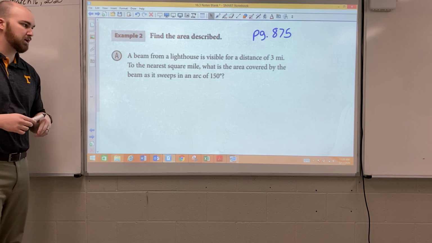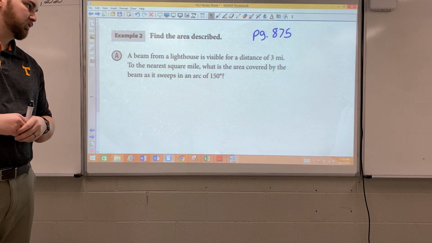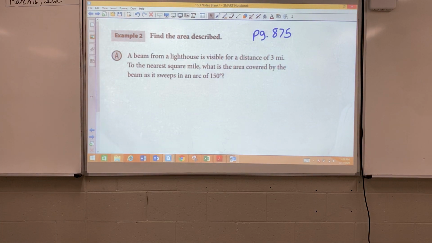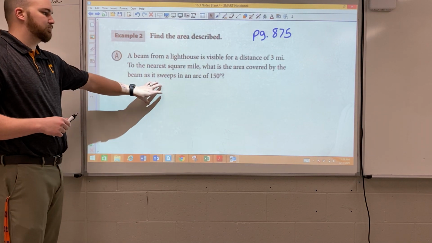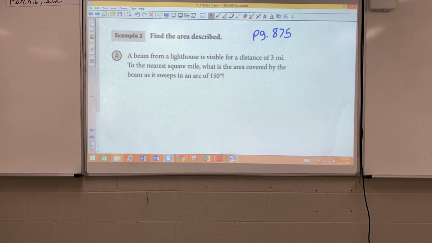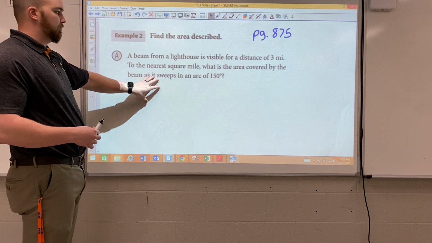Let's look at this. It says a beam from a lighthouse is visible for a distance of 3 miles. To the nearest square mile, what is the area covered by the beam as it sweeps in an arc of 150 degrees? A lot of times with word problems, if you can draw a picture, it makes this easier.